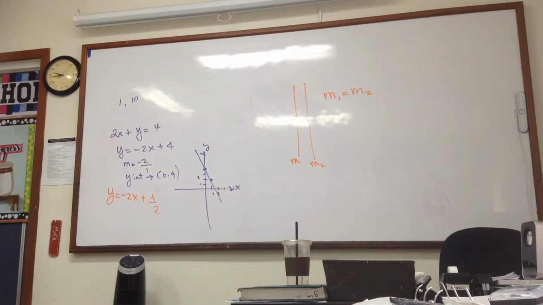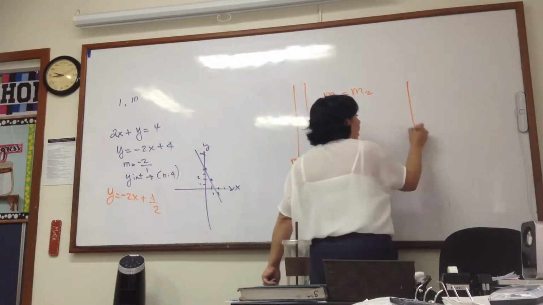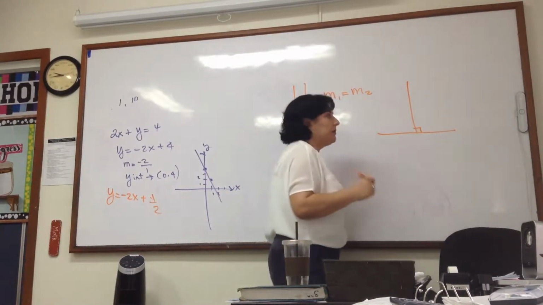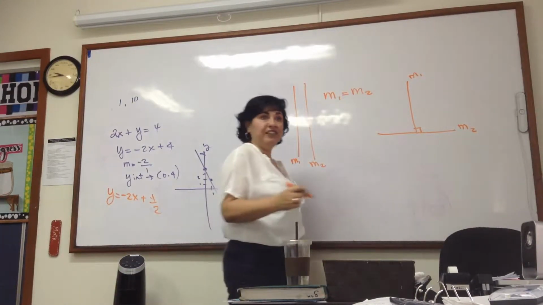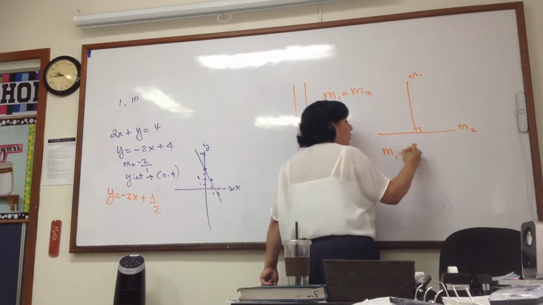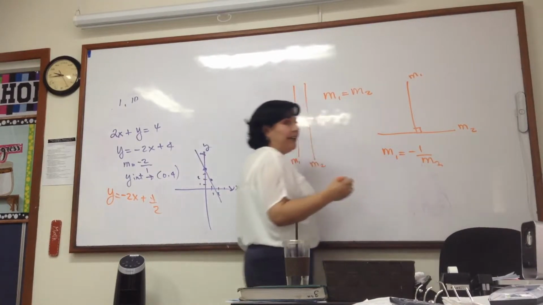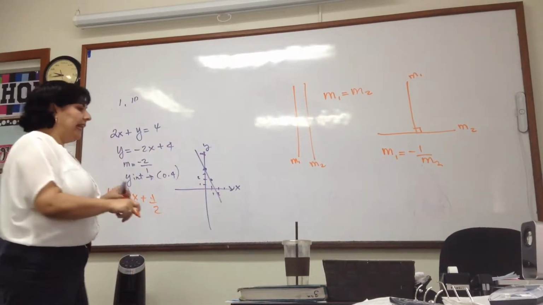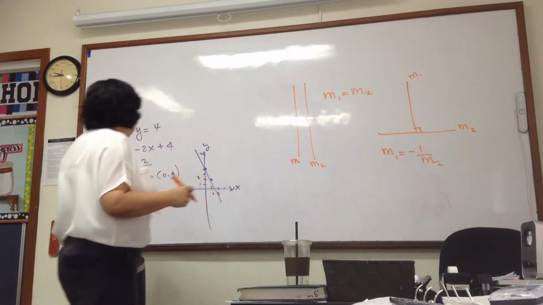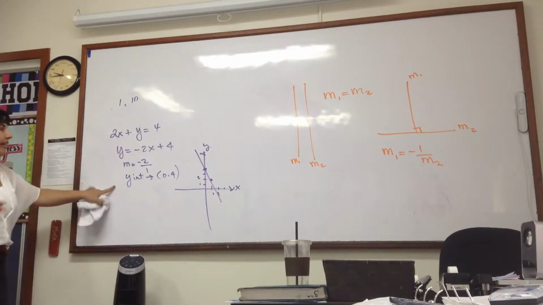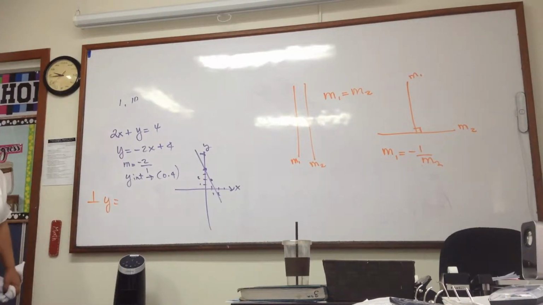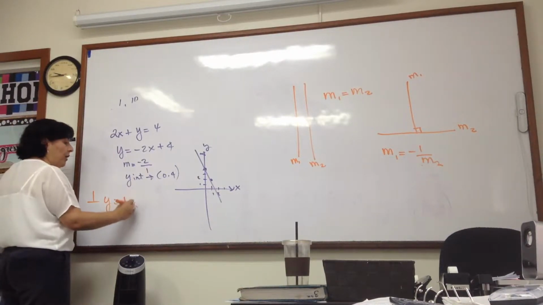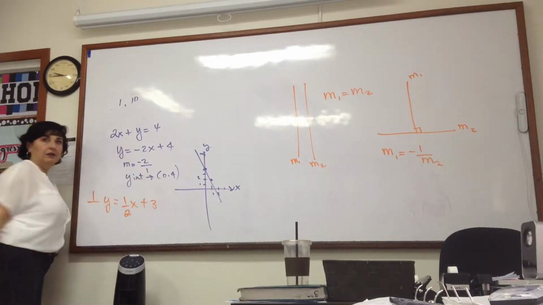They are parallel. If they are perpendicular, then m1 and m2 are negative reciprocals of each other. So m1 is going to equal negative 1 over m2, and vice versa. Okay? Meaning, give me a line that is perpendicular to this one. It's the opposite of each other. y equals mx plus b: 1 over 2x, plus b, whatever.